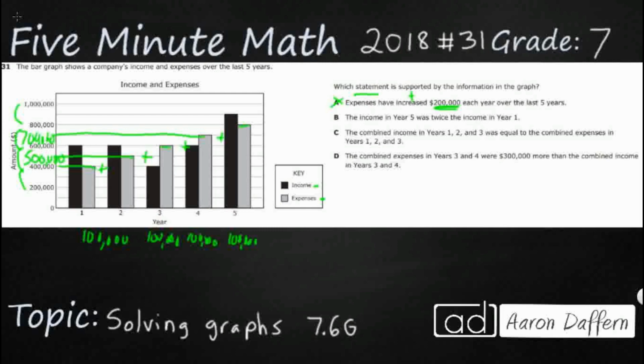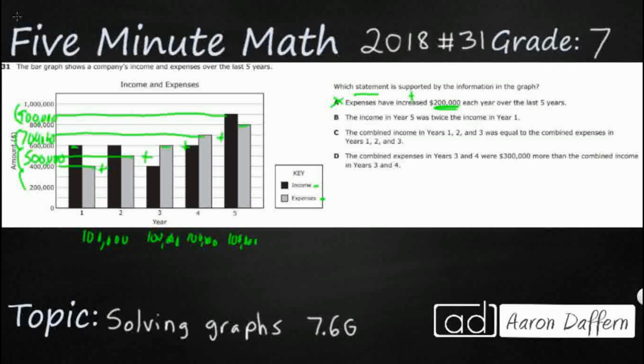Let's check B. The income in year 5 was twice the income in year 2. So let's make sure we're looking at income now, dark bars. And year 5 comes over here in between 800 and 1000, otherwise known as 1,000,000. But you can think of it as 1000 if that helps. So that is going to be 900,000. Is twice as much as the income in year 1.